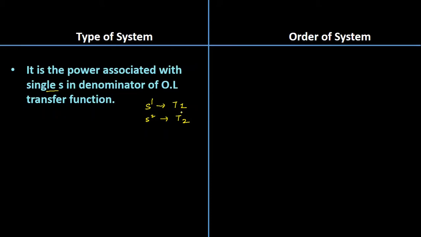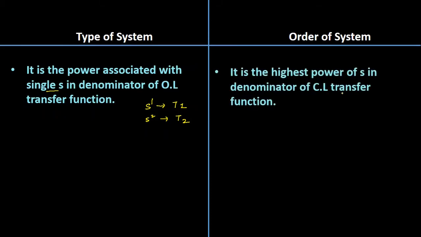Okay. So the order of system is the highest power of s in the denominator of the closed loop transfer function. So for this we have to consider the denominator polynomial of the closed loop transfer function. For example, it is s² + s + 1. So the highest power of s is 2. So the order of this system will be equal to 2.